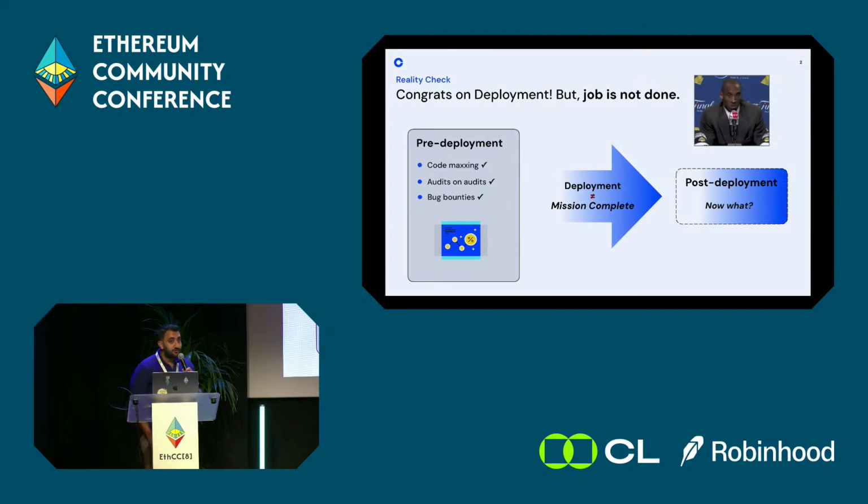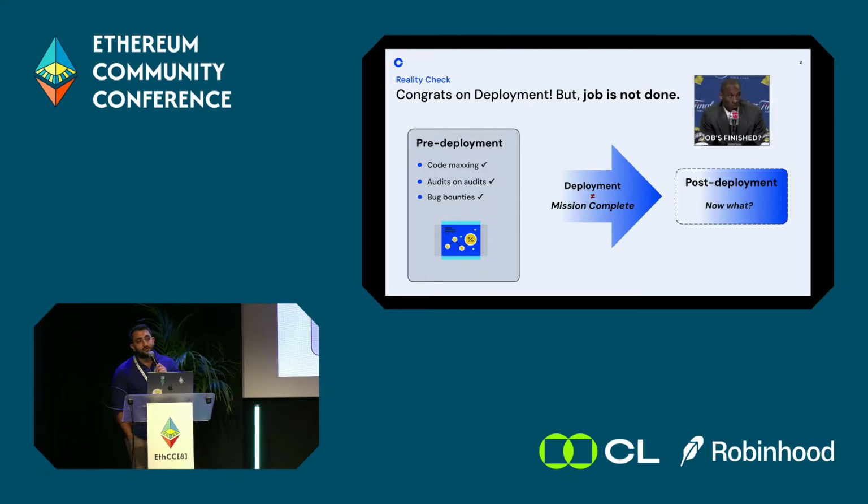So let's do a quick reality check before we start. Before you deployed your project, you did multiple audits. You made sure that every single finding from those audits was addressed. You maxed out your code. You even went a step ahead and set up a bug bounty program with the hope of incentivizing researchers to submit the vulnerabilities rather than acting on them. And you deploy a project thinking that you're done, but we don't think so. Deployment is not equal to mission complete.